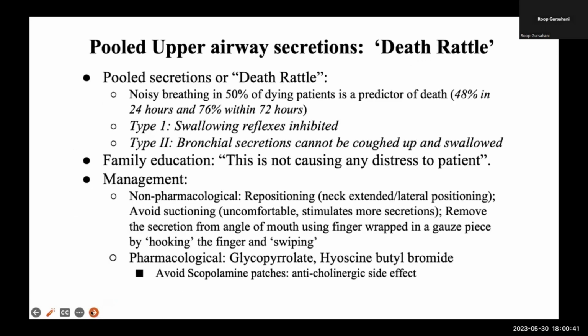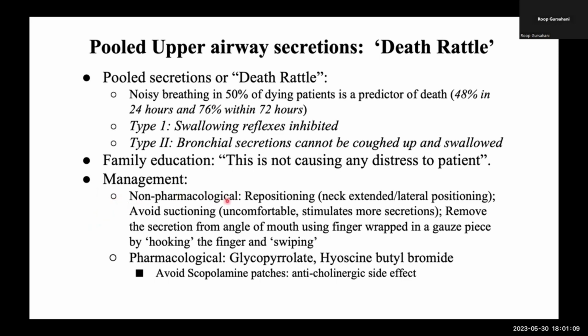What about pooled airway secretions, the death rattle? Now, this can be either type 1, meaning in the pharynx because swallowing reflexes are gone, or bronchial secretions that cannot be coughed up. Once this appears, it's a predictor of death in 50%, and up to about 75% within 72 hours. The family has to be educated that this is not causing any distress to the patient. And the best management is non-pharmacological.